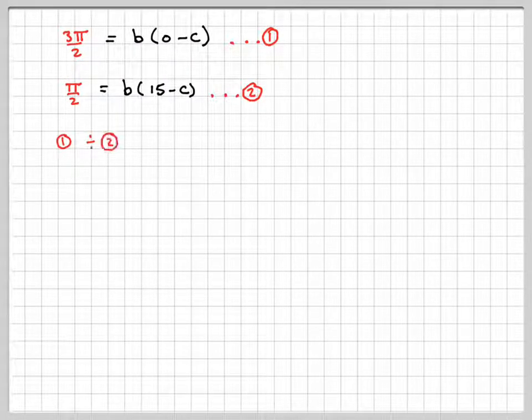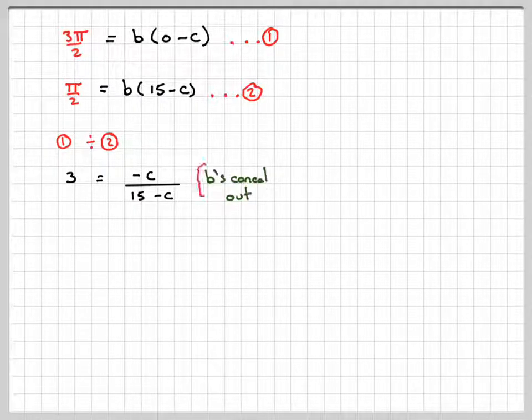Right, the easiest thing to do is to do 1 divided by 2. 3 pi by 2 divided by pi by 2 is 3. It's like saying a half into 1.5: the half goes in 3 times. B divided by B, they cancel out, and then you get minus C over 15 minus C. The B's have cancelled out.